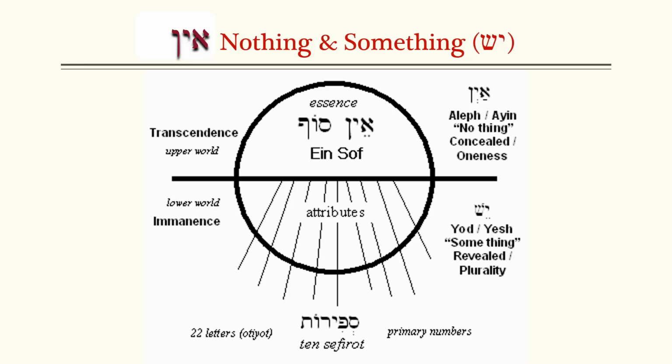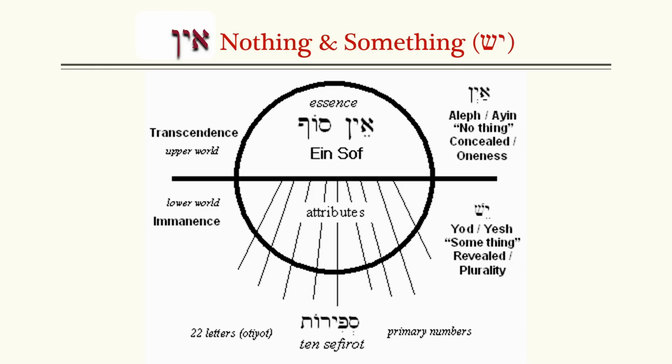So here's another conceptual diagram showing a circle and a line through it. That which is above represents transcendence. That which is below the line represents immanence or presence. Above is that pure essence of deity, which we can truly only call Ayin, Aleph, Ayin, no thing, the concealed, the oneness, or also Eyn Soph, the limitless. Below the line is when we can actually start conceptualizing things.